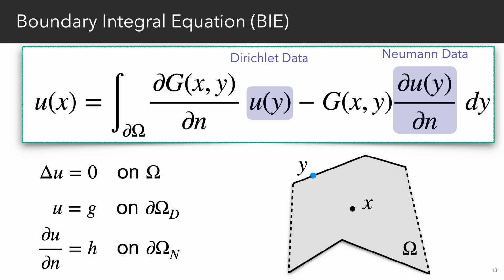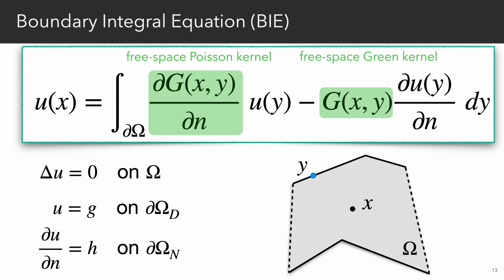In this integral, G represents the free space Green's function, which is known analytically. What this integral really says is that if you know both the Dirichlet and the Neumann values on the boundary, you know the solution everywhere on the domain. Of course, even if we know the boundary values, we need to evaluate this integral to determine the solution at any point, and we can do so by constructing a Monte Carlo estimator.